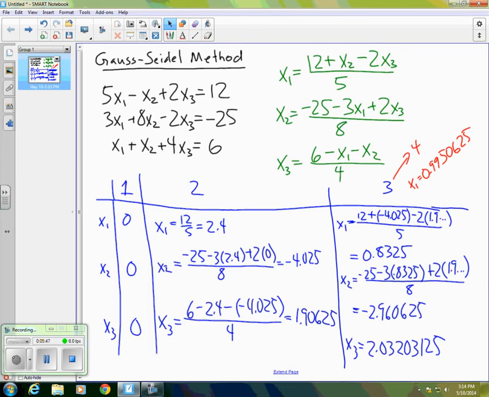So that's how the Gauss-Seidel method works. Again, it's quite similar to the Jacobi method, except we constantly update all the values, and for each computation we use the most recent values obtained for the other unknowns.